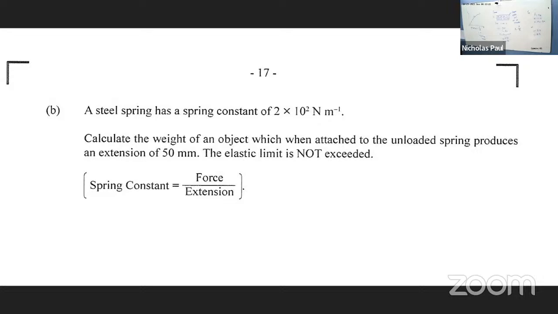So Narina, force is what again? That's weight. In terms of spring constant and extension, force is what? Spring constant times extension. Good. Work it out fast. So it's 2 by 10 to the 2, times 50 by 10 to the minus 3. Those who are online, you can look on the camera. I can't write on the screen yet.